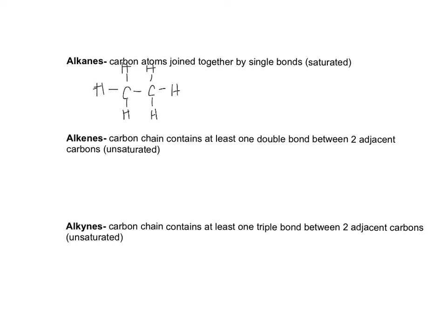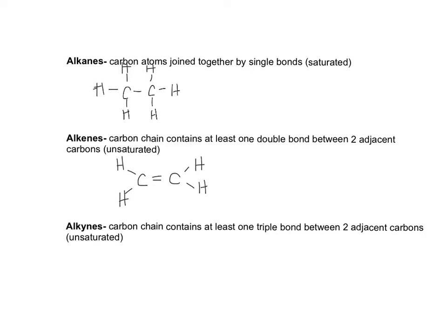Alkenes. These are carbon chains containing at least one double bond between 2 adjacent carbons. These are considered unsaturated because there is 2 bonds between 2 atoms. So it's not bonded to the maximum number of different atoms. So these are unsaturated. It still makes 4 bonds. It's just that there's 2 between 2 carbons.